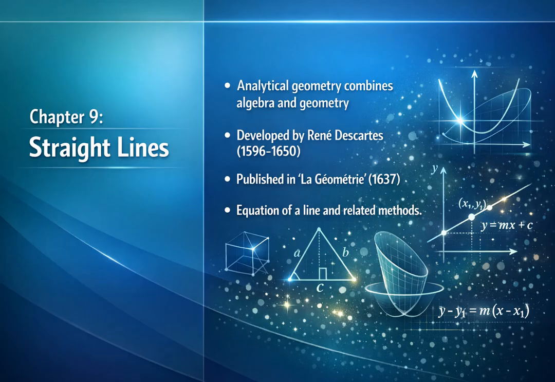Welcome to Chapter 9, straight lines. This chapter combines algebra and geometry in what we call analytical geometry. The French mathematician René Descartes pioneered this approach in his 1637 book, La Géométrie. By representing geometric figures with equations, we can solve geometric problems algebraically. The straight line is the simplest yet most fundamental geometric figure.